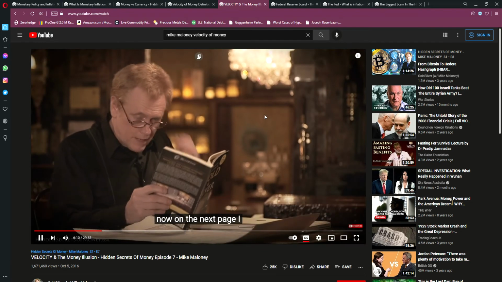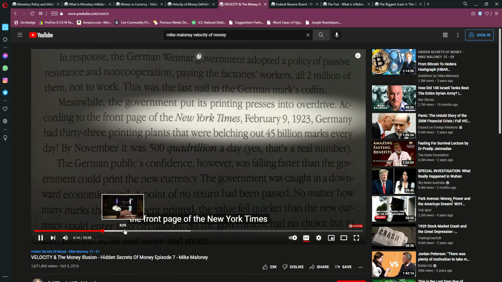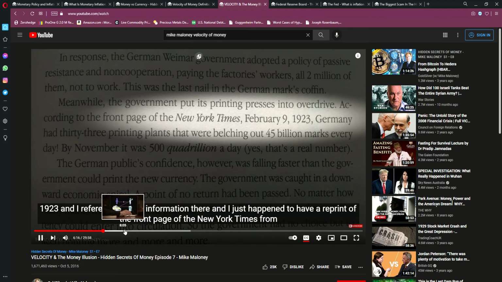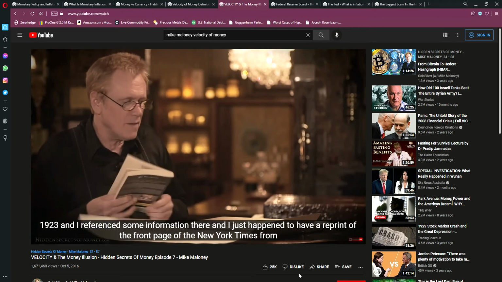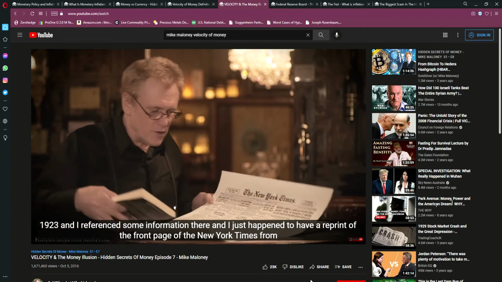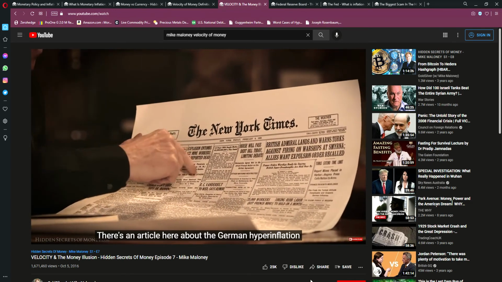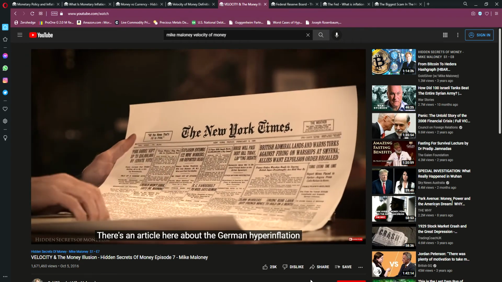Now, on the next page, I talk about the front page of the New York Times 1923, and I reference some information there. And I just happen to have a reprint of the front page of the New York Times from 1923. And there's an article here about the German hyperinflation.